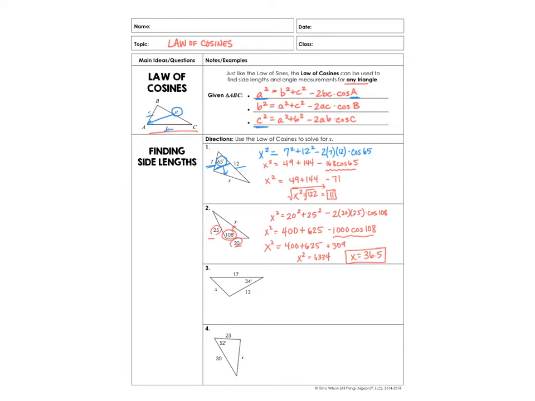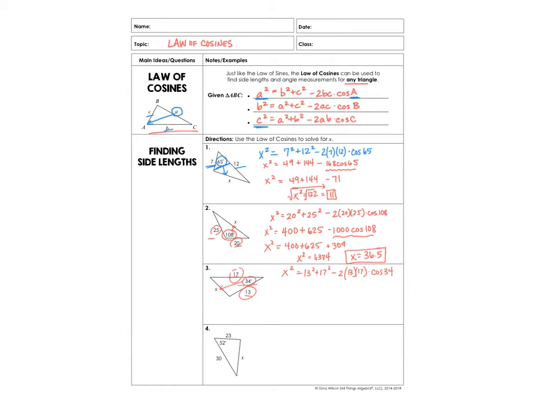Okay, let's look at one more. Okay, again, angle measure that we're given. Across from that, its corresponding side is x, so that's what we're looking for. So x squared equals our other two numbers squared and added, so 13 squared plus 17 squared, minus 2 times those numbers again, 13 times 17, times the cosine of the angle that's given, which is 34.